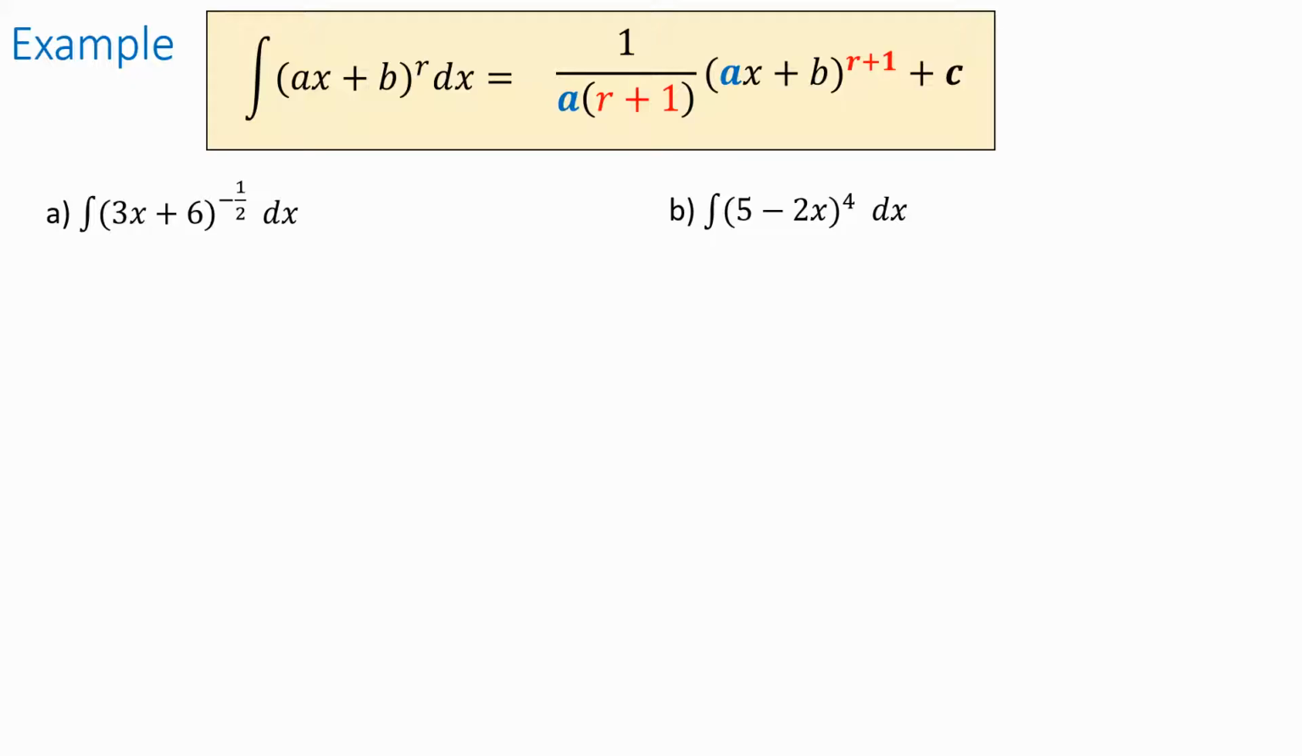So here we go. So you got your 3x plus 6. Again, I said any power that is not equal to negative 1. This is not equal to negative 1.